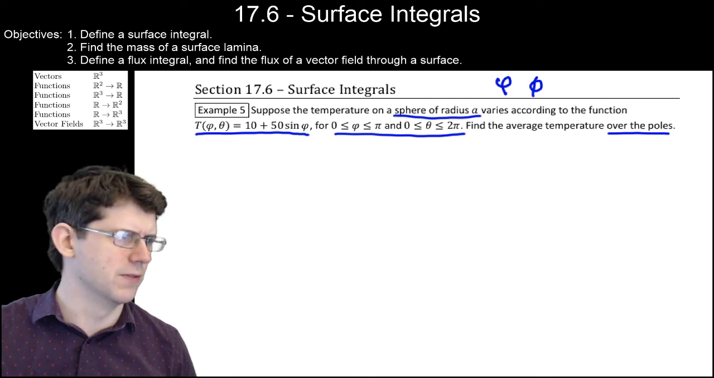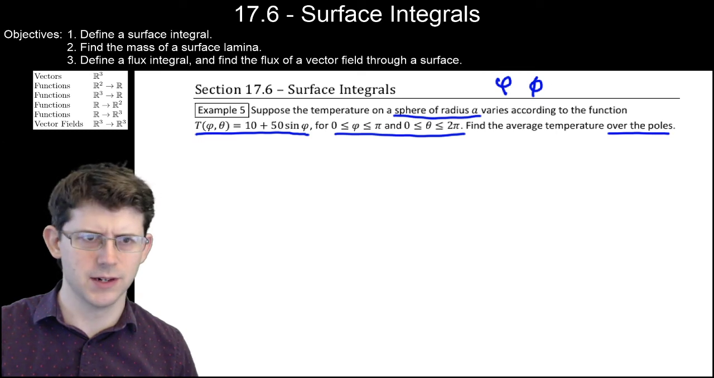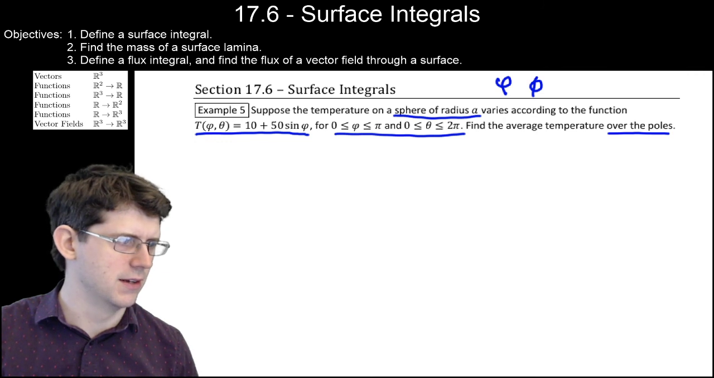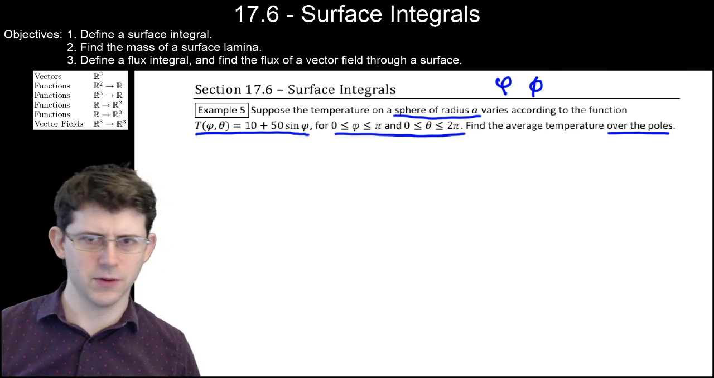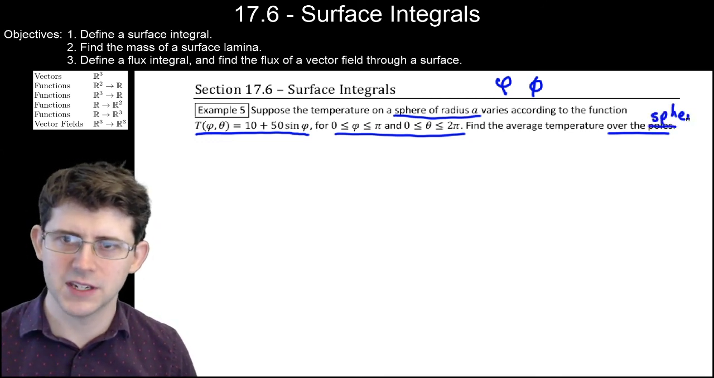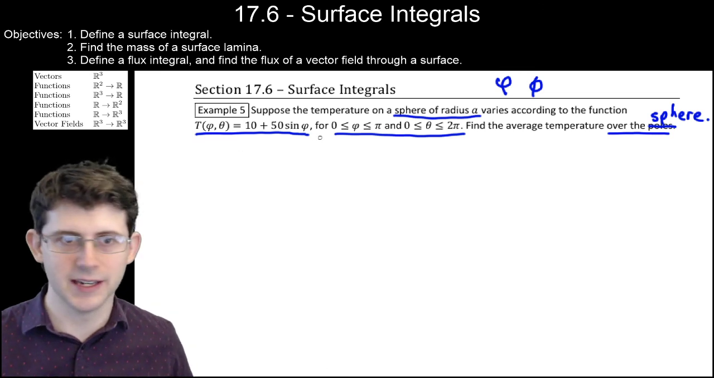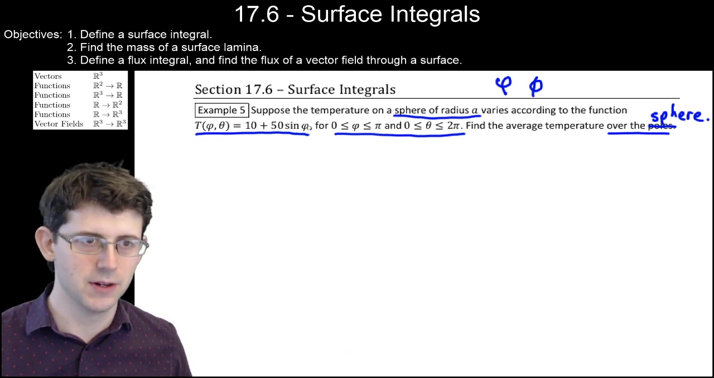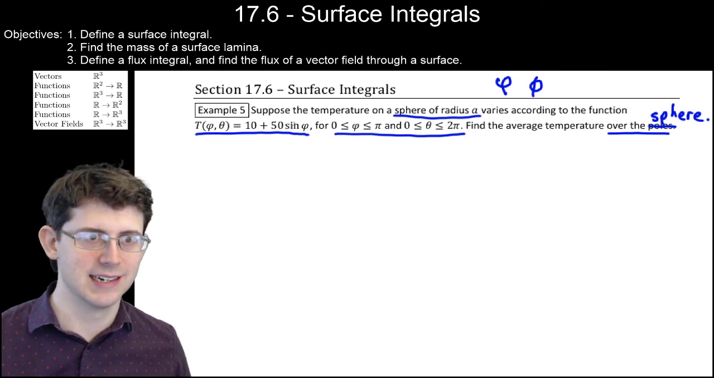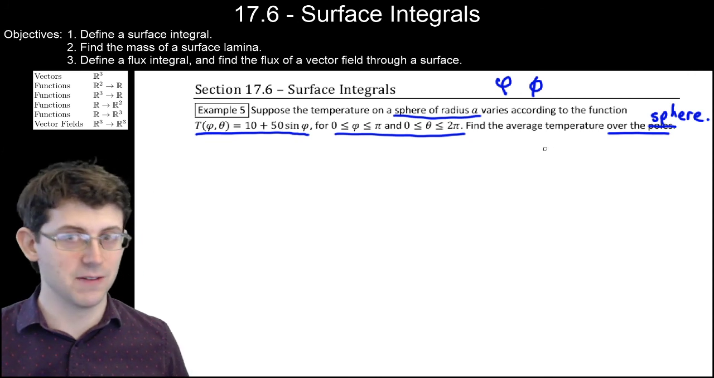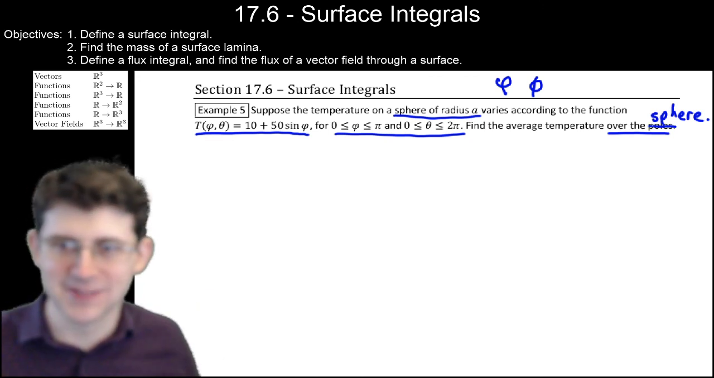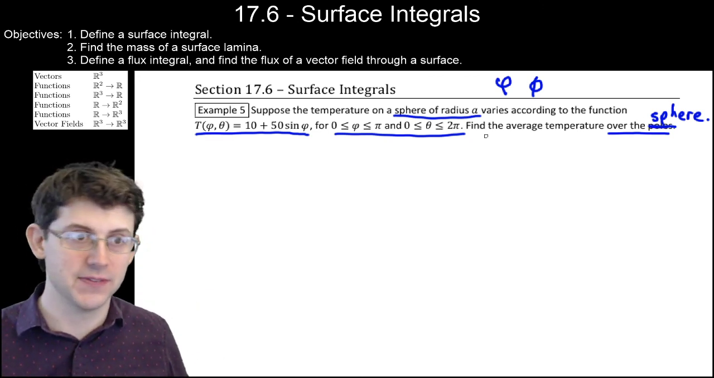The average temperature over the poles? I don't think that's the intended question. I think we want the average temperature over the whole sphere. If you want the average temperature over the poles, then you don't need an integral at all. You would do the North Pole, which is phi equals 0, and you'd get 10 degrees. And then you do the South Pole, which is phi equals pi, and you'd get 0 again, so you get 10 degrees. So the average temperature over the poles is 10 degrees. So I don't think that's the question we intended here. I think we wanted the average temperature over the whole sphere.